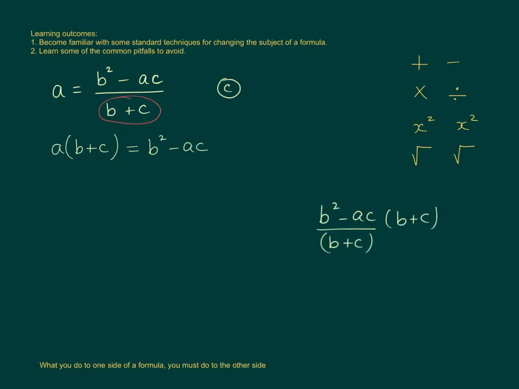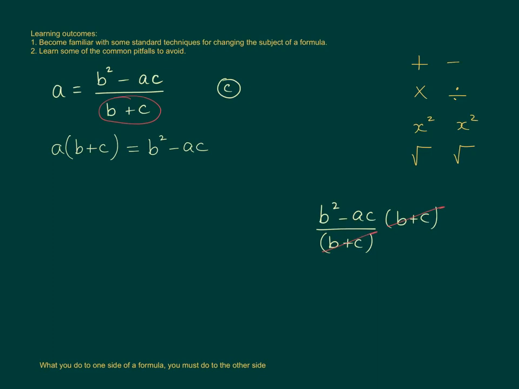Now, just to be totally clear, when I say cancel, you may end up writing it like this, but it's very important that you understand what's happening. You're essentially dividing b plus c into b plus c, in which case you get 1. 1 multiplied by anything is itself. So just be careful when using terminology like cancelling that you understand exactly what it is you're doing.